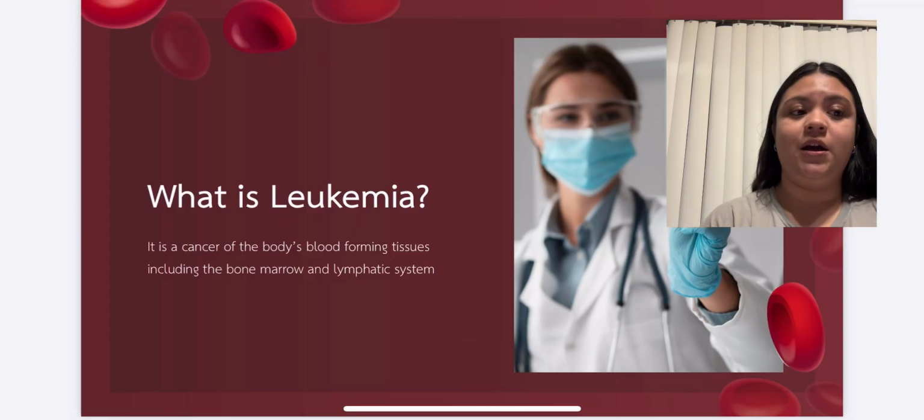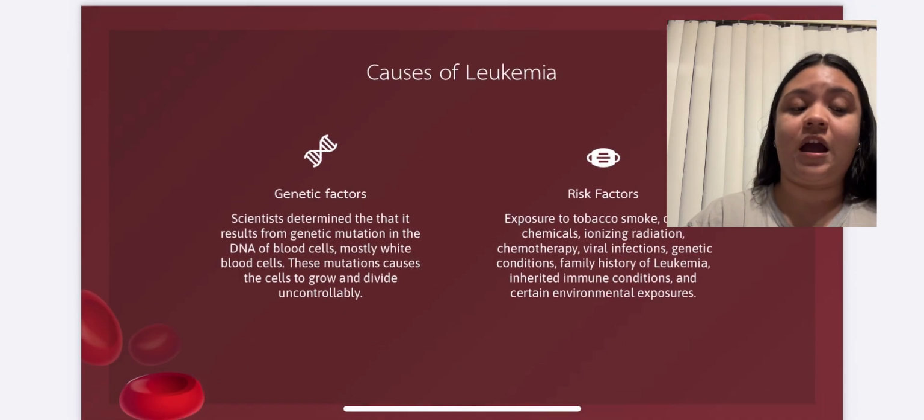So, what is leukemia? It is a cancer of the body's blood-forming tissues, including the bone marrow and the lymphatic system. So, anything to do with the blood, how it's formed, and the cancer of it is leukemia.